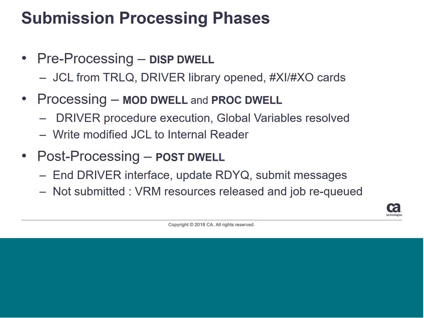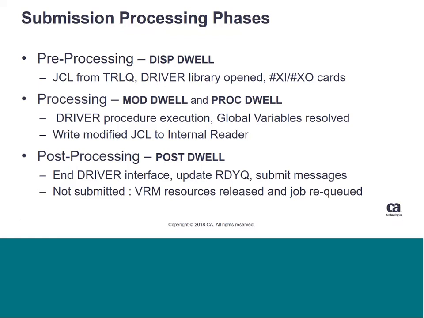There's pre-processing, so we have a disk dwell time. This is when the JCL is being brought from the trailer queue. We open the driver library if you're using CA driver procs, and we process include, exclude cards that happen at submission time, as opposed to the JI ones that happen at job load time.